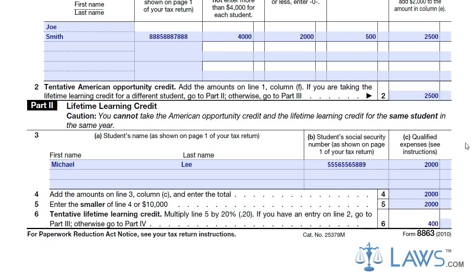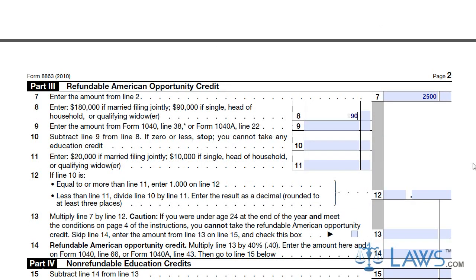In Part 3, you must enter additional information about your tax credits. Enter your tax return information on lines 7 through 13, following the instructions. State your refundable American Opportunity Credit amount on line 14.